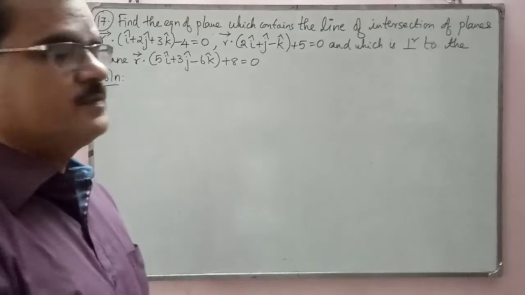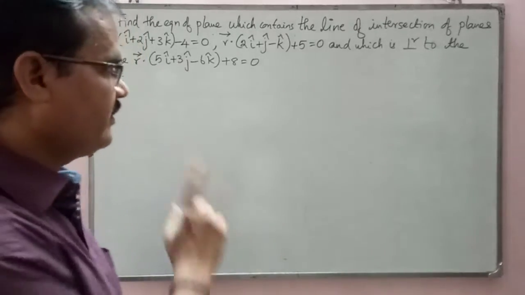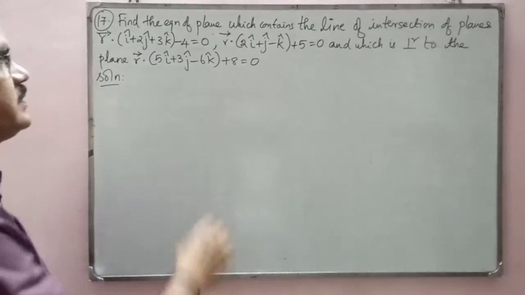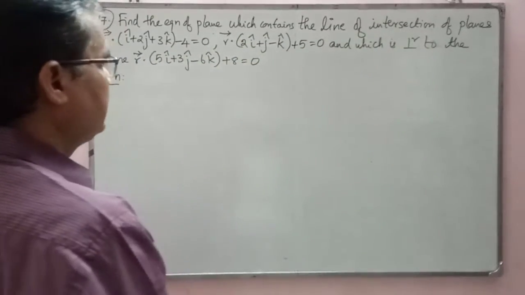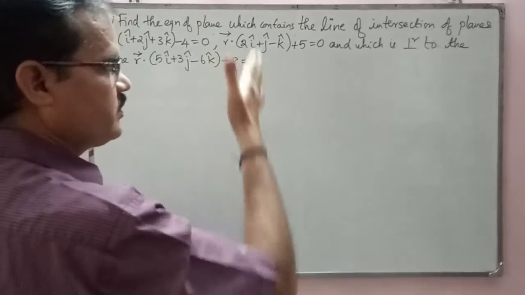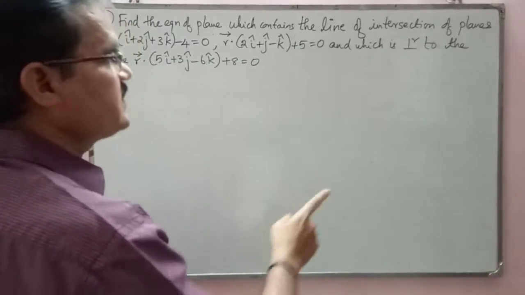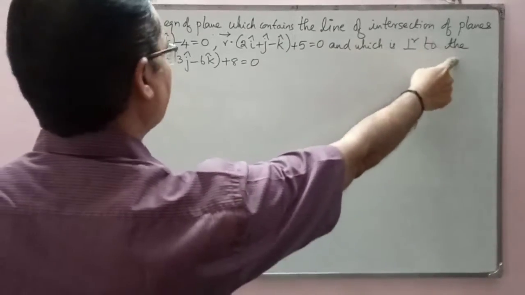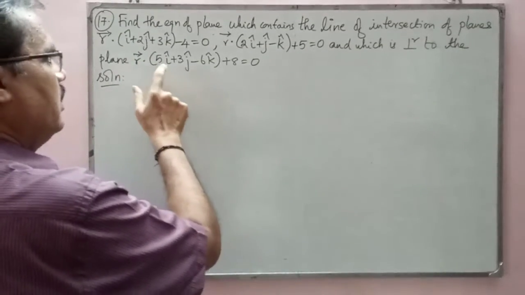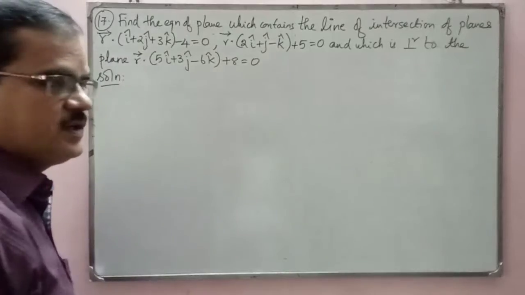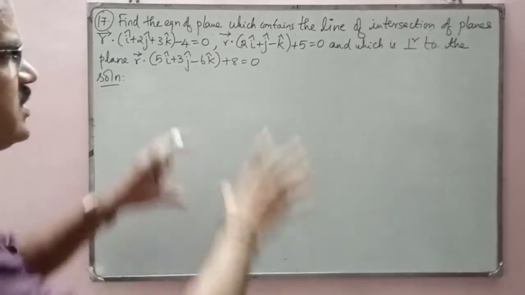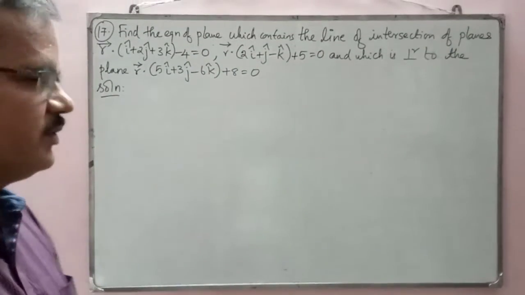We are going to discuss miscellaneous exercise of 3D geometry, 17th problem. The question says, find the equation of the plane which contains the line of intersection of the planes. Two planes equations are given. Our plane is passing through the intersection of these two planes. And our plane is also perpendicular to the plane r vector dot (5i + 3j - 6k) + 8 equals 0. Okay, so the question is very long, but the answer is going to be very simple.